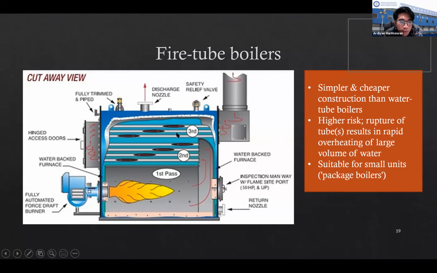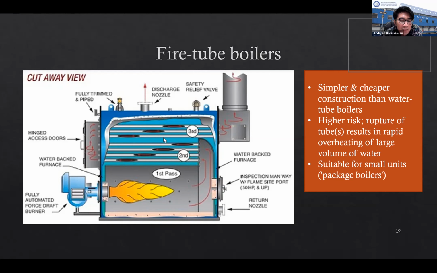And what will happen if you have a very large volume of water overheated? Any idea what might happen? Evaporate. Not only evaporate. Your main purpose with the boiler is to increase the temperature of the water, right? So the water will change phase into vapor.